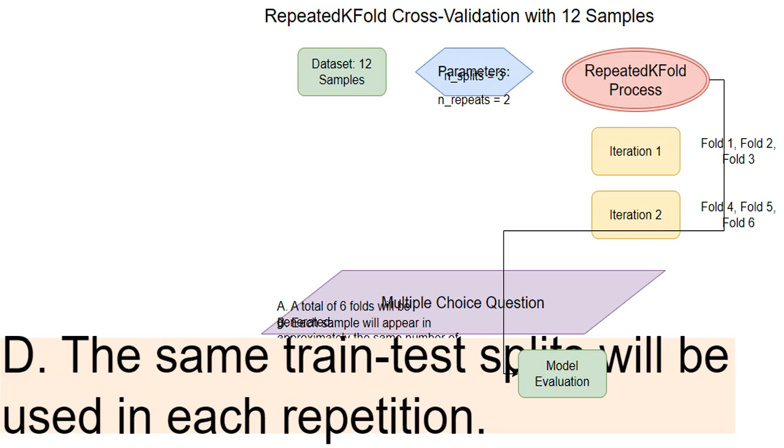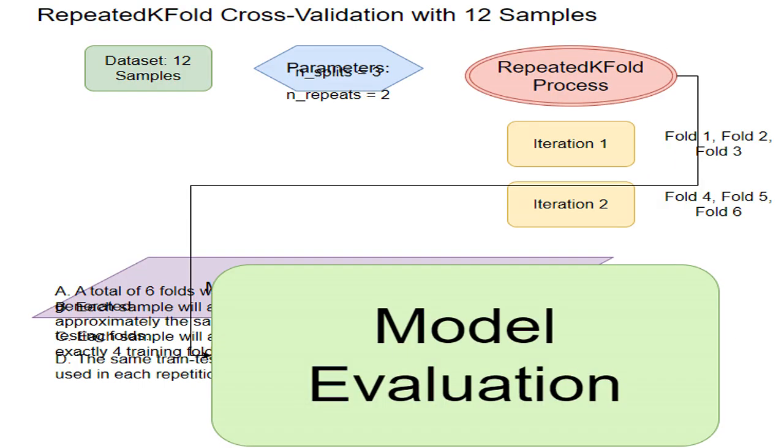Exactly. This is false. Absolutely not. The whole point of repeating the process is to get different data splits in each repetition, to make the model evaluation much more reliable. The ultimate goal of all this is to evaluate how well my machine learning model works. Using RepeatedKFold gives me a more accurate and robust evaluation that I can trust.